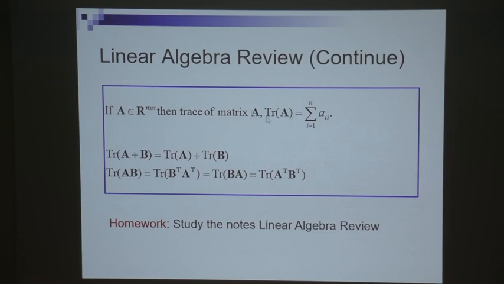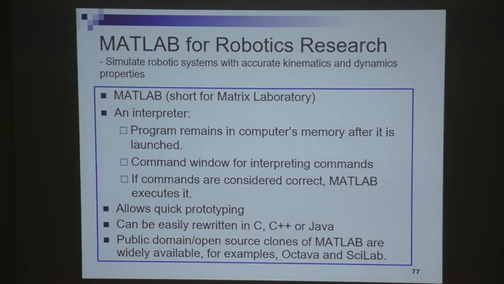And then you need to know the trace of A. The trace of A plus B is equal to trace A plus trace B. The trace of AB will be equal to the trace of B transpose A transpose, so it's equal to the trace of BA. If you decide to continue with this course, please study the notes on linear algebra review.